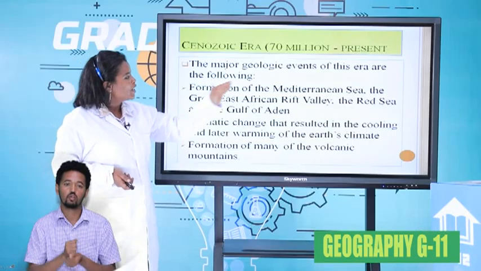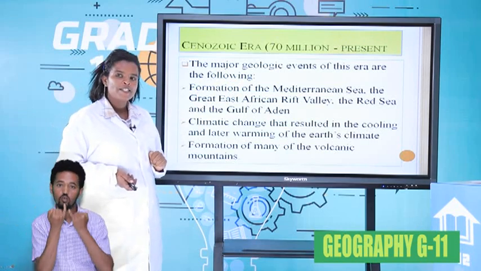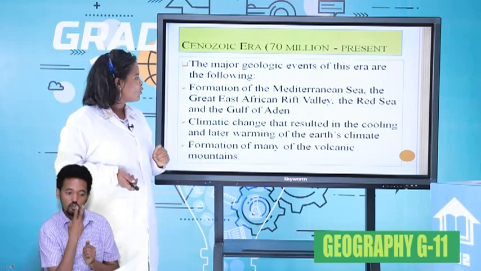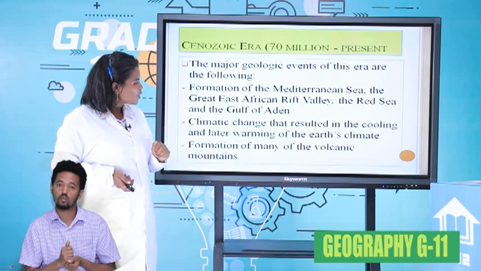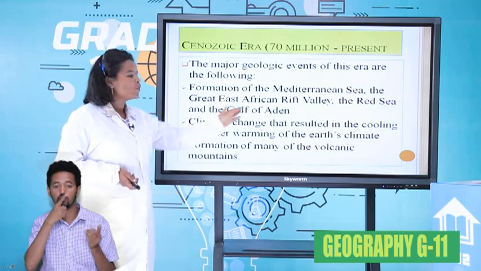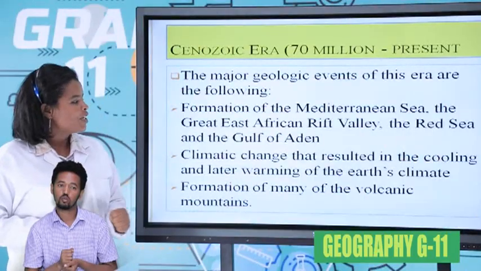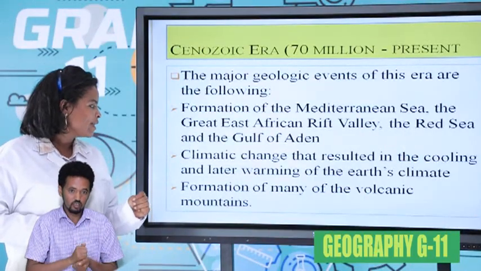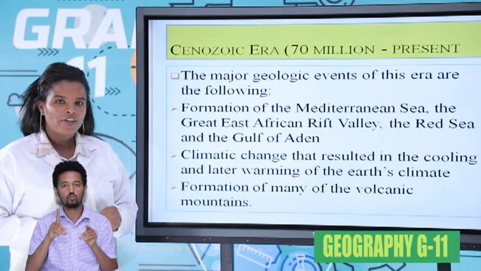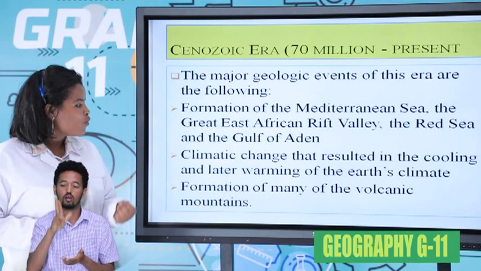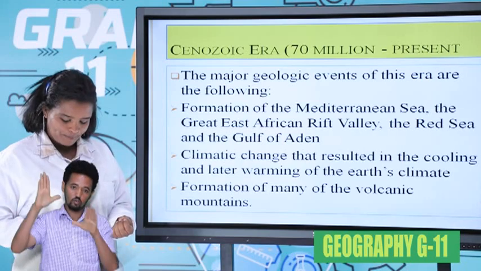The major geological events of this era are the following: formation of the Mediterranean Sea, formation of the Gulf of Aden, formation of the Rift Valley, and formation of the Red Sea. Climate changes resulted in the cooling and later warming of the Earth's climate during this era. And also the formation of many of the volcanic mountains during this era.